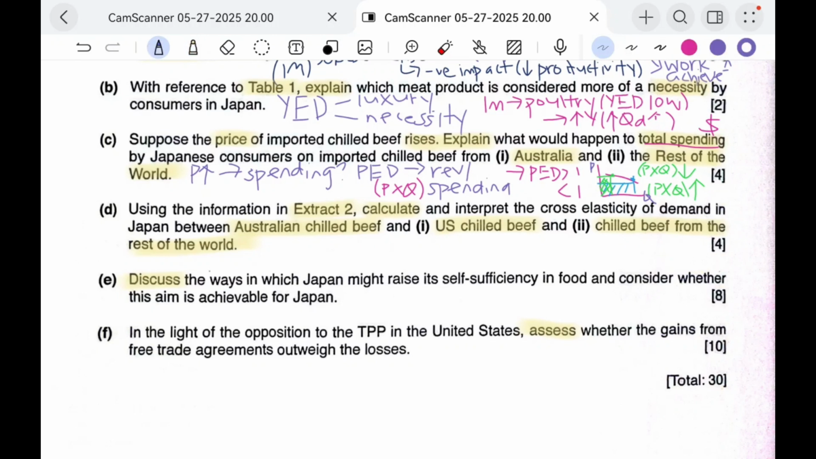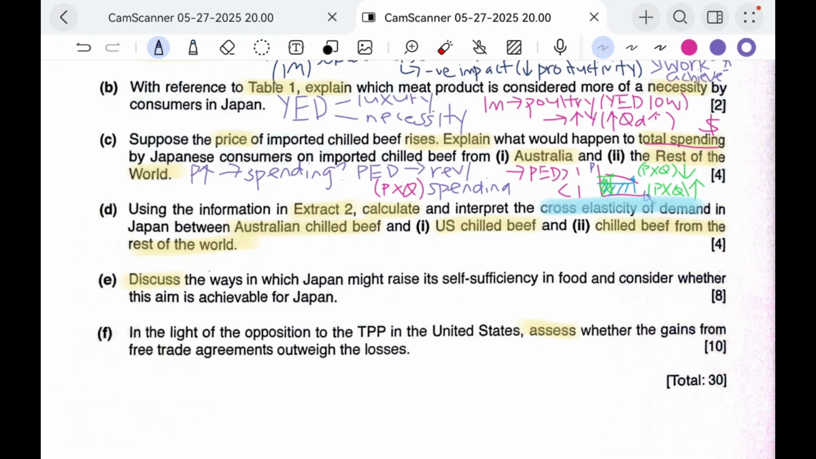Okay, so you see that table 1, table 2 talk about your YED, PED. Then you may wonder, where is your XED? Because that's the only elasticity concept that they didn't say. So here it is, although it is not in the table, it's being tested. So what does it mean? It means that somehow you have to read extract 2 and try and decipher some stuff.